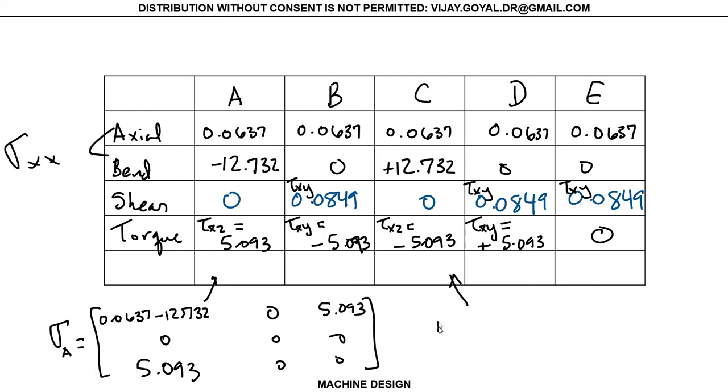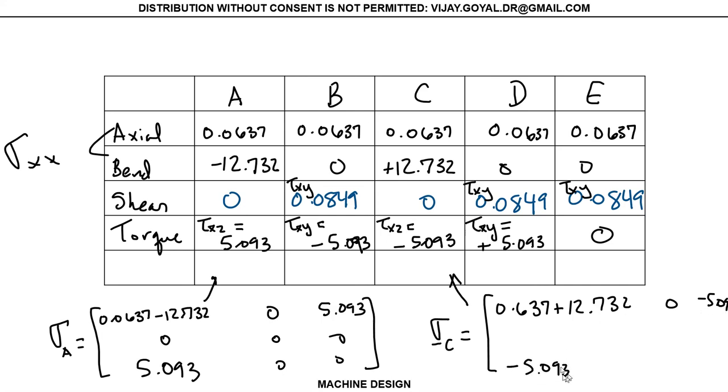Let's look at this point. At this point, it's kind of the same as this one. You're just adding these values. So 0, minus 5.09, minus 5.09, 0, 0, 0, 0.